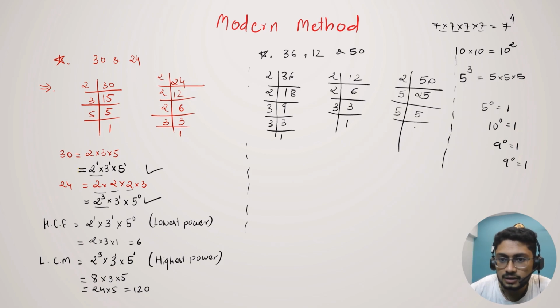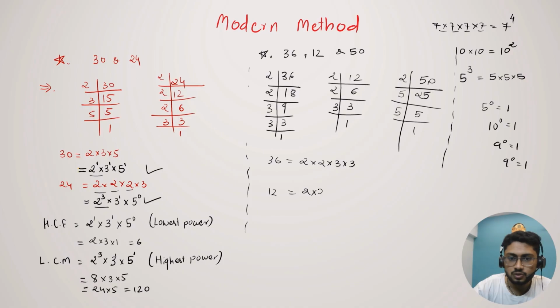So what is the factorization of 36? 2 into 2 into 3 into 3. Then what is the factorization of 12? 2 into 2 into 3. And what is the factorization of 50? 2 into 5 into 5.